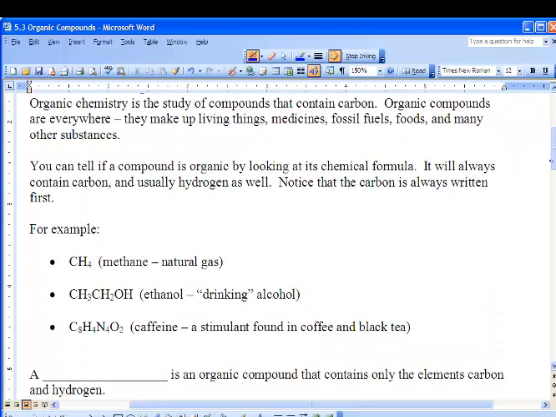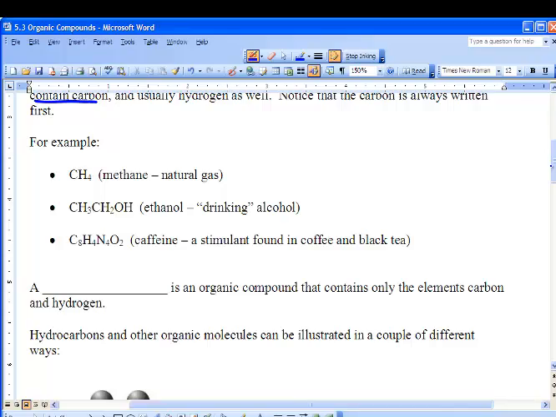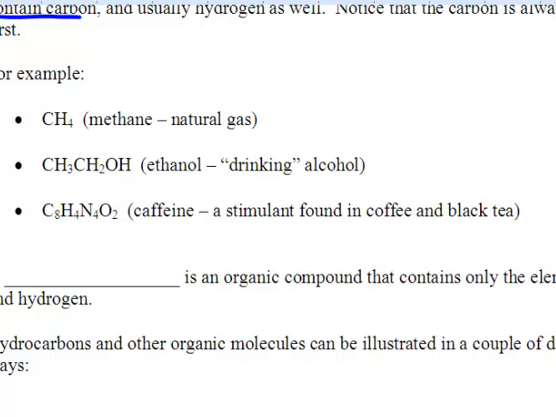So you can tell if a compound is organic by looking at the chemical formula. It will always contain carbon. Always contain carbon. And usually hydrogen. Now notice that the carbon is always written first. So we have CH4, which is methane. And this is a covalent compound, so we would have carbon tetrahydride. And we also have ethanol, which is CH3CH2OH, and it's an alcohol.